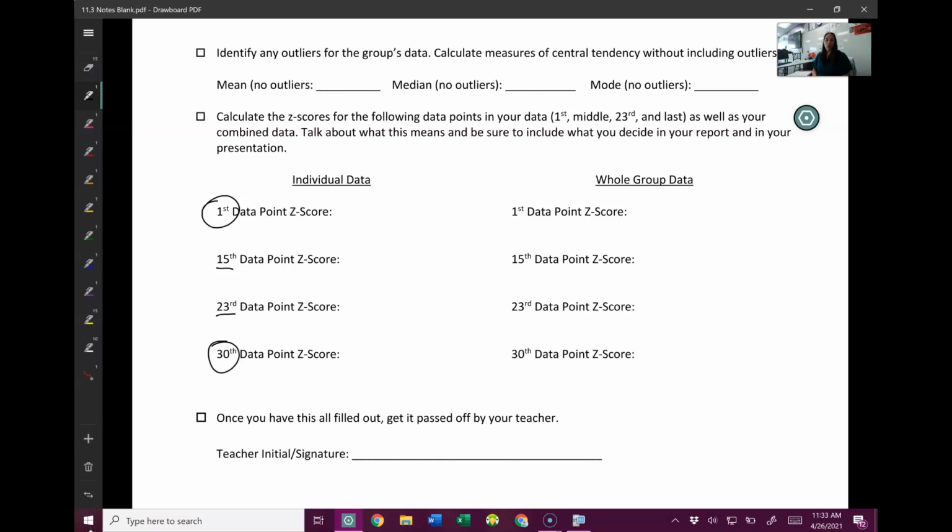Same for your whole group data. Line them up from least to greatest and then find those data points. And that's what you'll put into your presentation. That should be it.